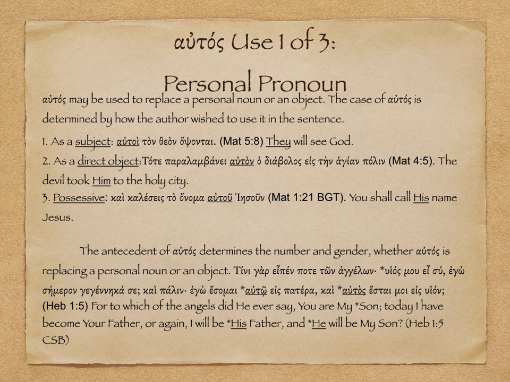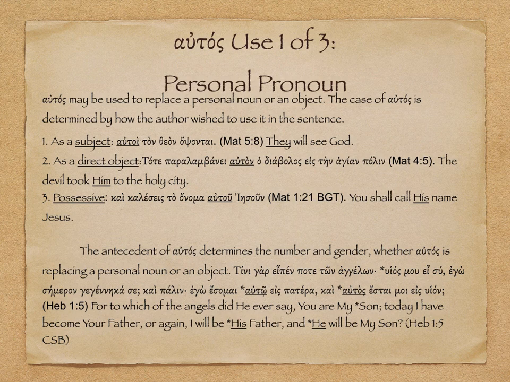So the number is singular, the gender is masculine, but here the case is nominative. I will be to him a son. It's a predicate nominative. Or he will be to me a son, rather. Excuse me, I was looking at something else there. He will be to me a son. He is a nominative. He is the subject of the sentence.